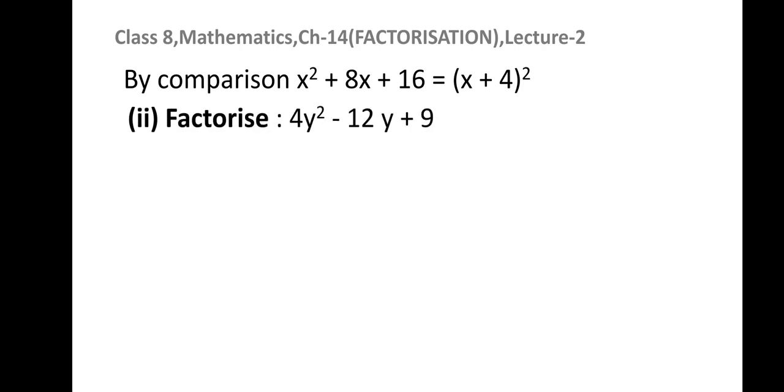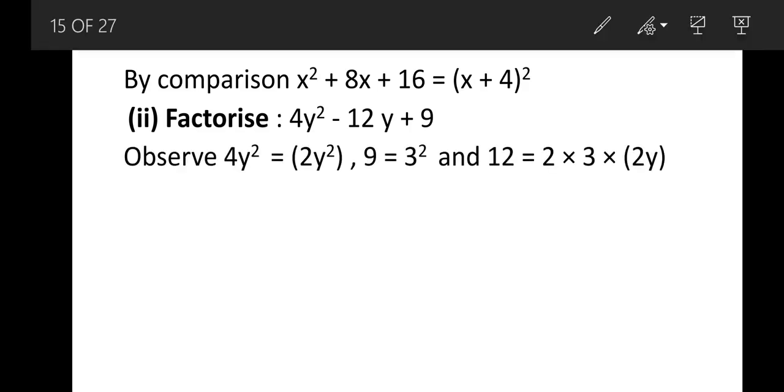Now taking another example, that is factorize 4y square minus 12y plus 9. Here 4y square can be written as (2y) square. 2y, this square should be outside this bracket.